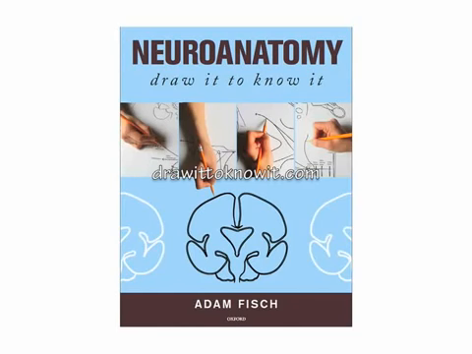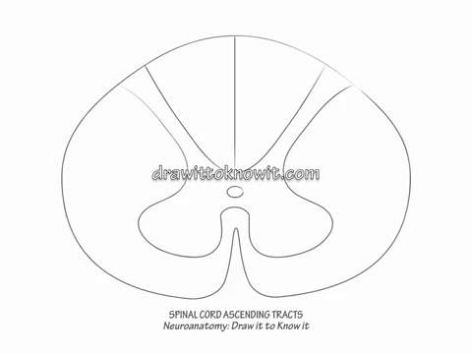Here we will draw a cross-section of the ascending sensory pathways of the spinal cord, starting first with the posterior column pathway, which carries large sensory fibers. Begin with a spinal cord cross-section that includes the gray matter horns, central canal, and posterior median septum.